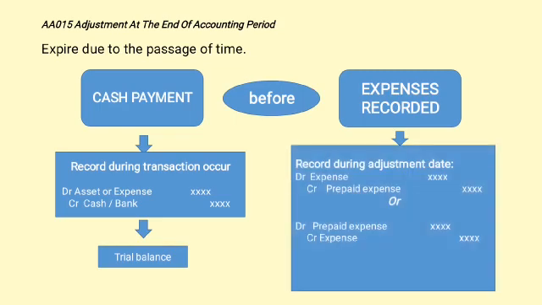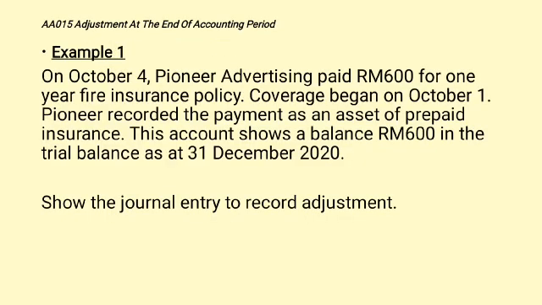For the purpose of adjustments, there are two methods of recording. First, debit expense, credit prepaid expense, or second, debit prepaid expense, credit expense. This adjustment depends on how we recorded the transaction when it occurred. Now we look at the first example.